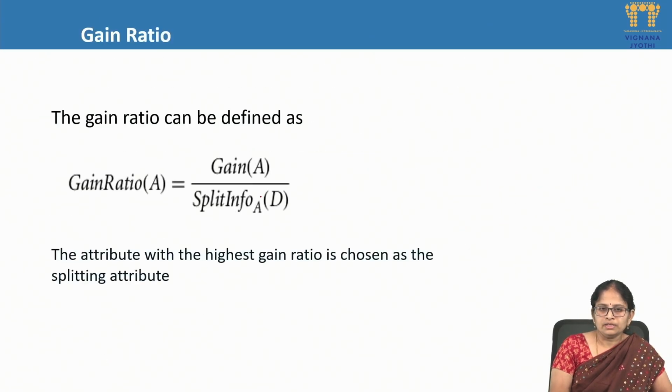So finally, gain ratio is calculated as the gain, the previous info gain equation, divided by split info of D at A. So we divide this gain of A by the split info of D at A so that the biasing problem is eliminated.